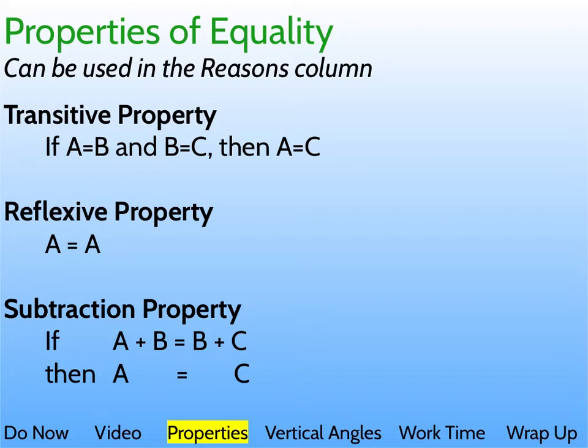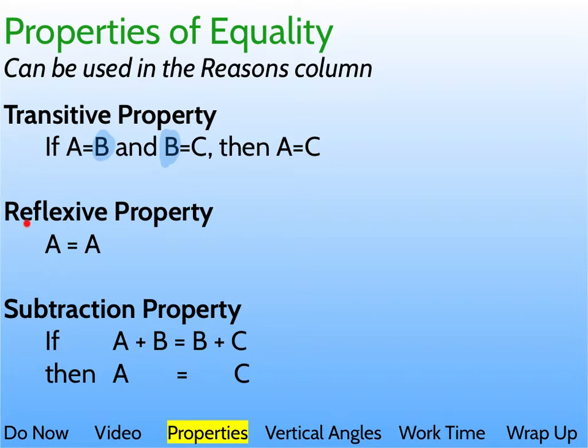Okay, so the first thing we're going to do is go over a few properties that we can use for the reasons sometimes in a proof. The first one's called the transitive property, and it's a lot like substitution too. Basically it's saying if A equals B and B equals C, so essentially the important thing here is that they both equal B, then A has to be the same as C, which makes sense intuitively if you think about it.